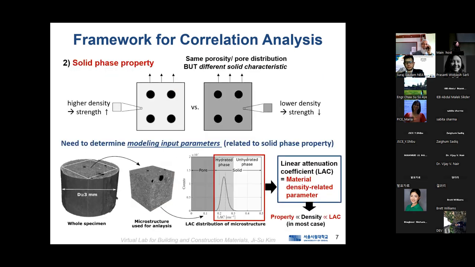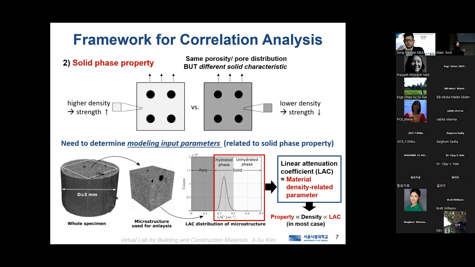And the second answer could be the solid base property. The solid base property could influence the material properties. So for example, if there are two specimens with the same porosity and same pore distribution, but the material property is different, especially the solid characteristics. So first, the left side specimen has a much higher density, so it has much stronger solid base inside the specimen.